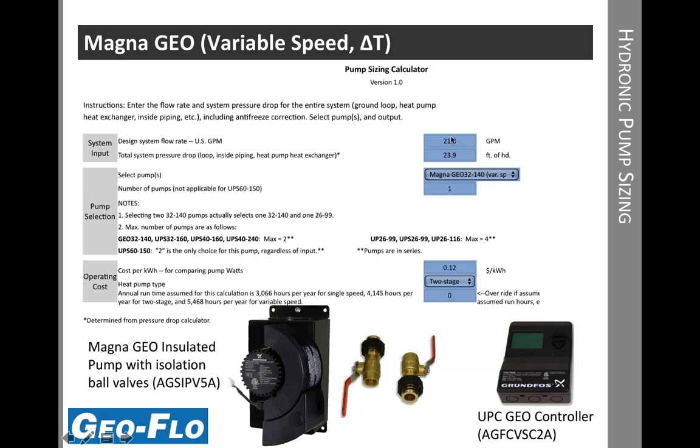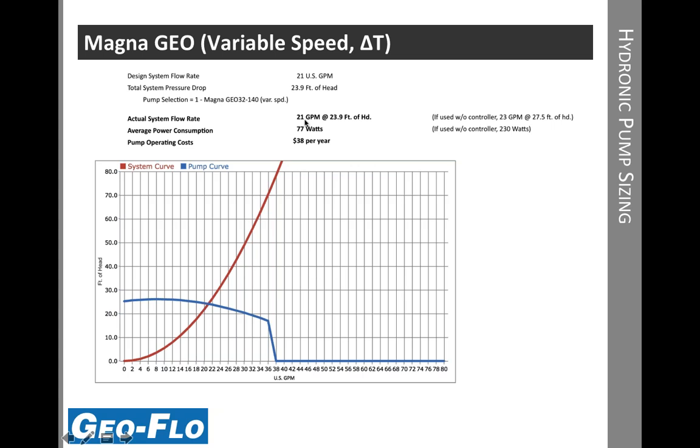So I key in my 21 gallons per minute at 23.9 foot of head. I pick the variable speed pump. And now I go to the output. You can see here I'm at 21 gallons per minute at 23.9 foot of head. Now I could actually produce more, but because it has a controller, it's going to back the RPMs down on that pump to actually deliver the maximum flow rate that we need.